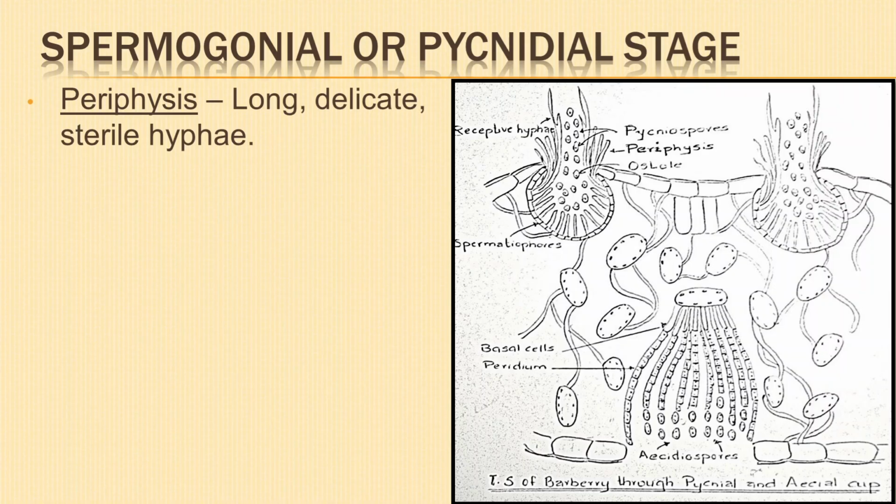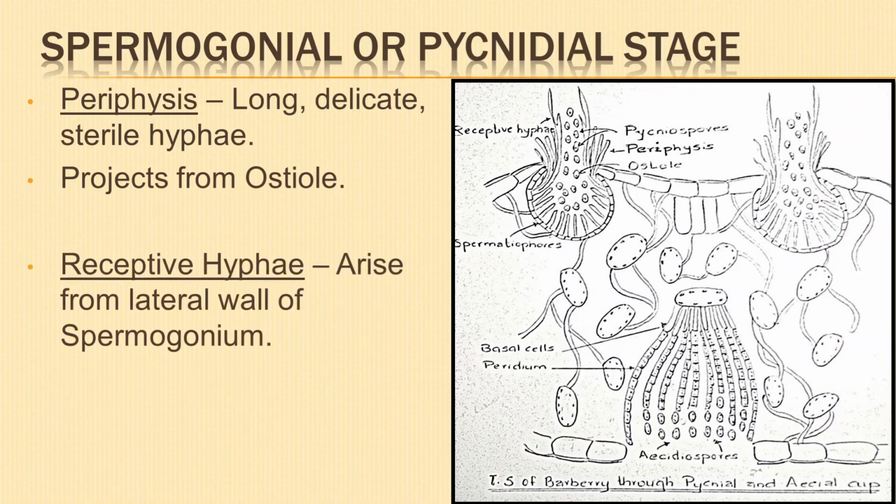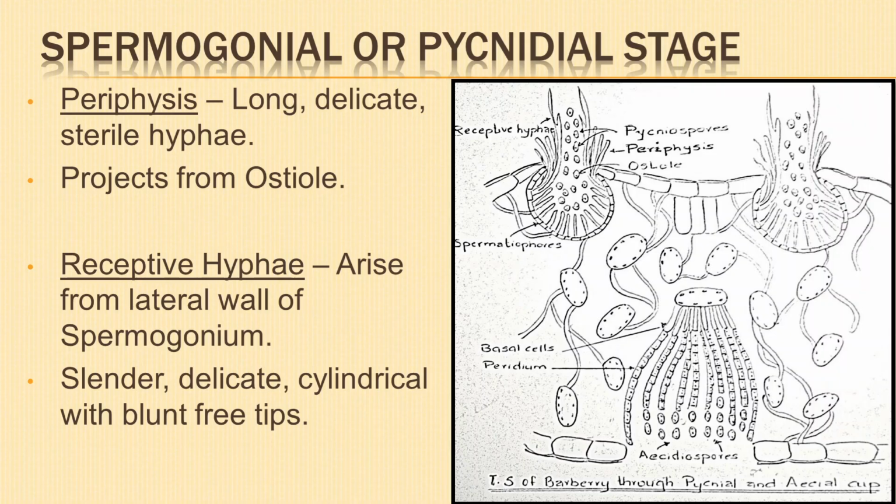Periphyses: they are long, delicate, sterile hyphae which develop near the ostiole from the spermagonial wall and later project from the ostiole. Receptive hyphae: they arise from the lateral wall of the spermagonium. They are slender, delicate, cylindrical with blunt, free tips. They may be simple or branched.